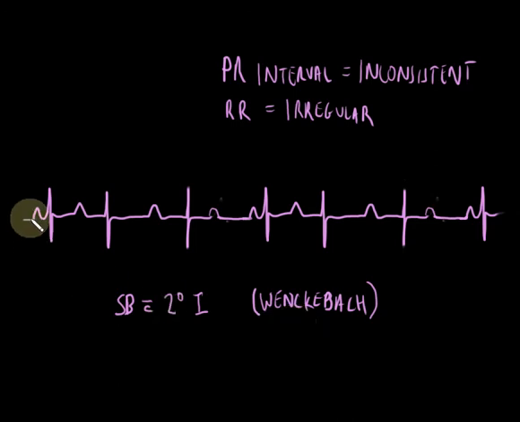Let's confirm it. Start out with a short PR, then a longer still, then I dropped a beat. Short, kind of long, then longer, then we dropped a beat. And then I'm back to short again. So I've basically confirmed that I have this Wenckebach through that combination. PR interval is inconsistent, the R to R is irregular, and then we go back and do that quick cross-check just to make sure that, yes, indeed, your PR intervals are gradually increasing until we dropped a beat.